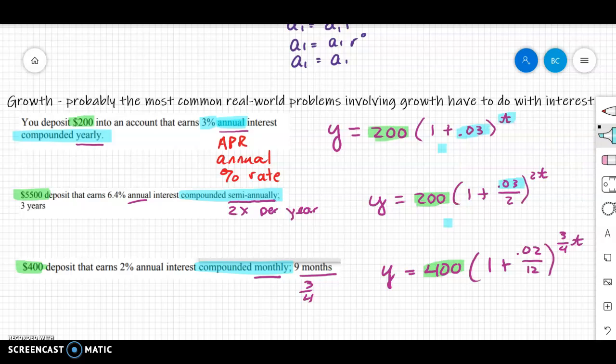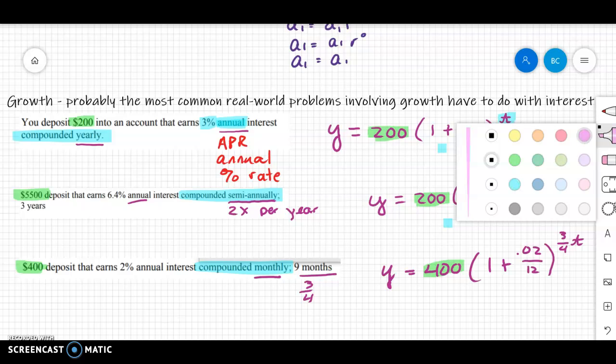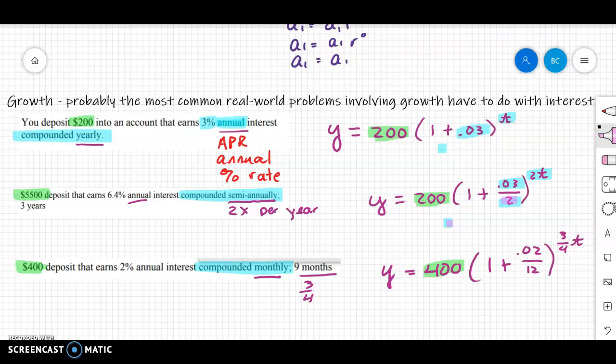So I still have my rate, but in this case, semi-annually means twice a year. So I'm going to take that rate and I'm going to divide it by 2 to give me the rate for 6 months. But then when I raise it to the power, I have to raise it to 2 times the number of years. So T is always the number of years. Notice that this is a different color. Notice that this and this are the same number. So I'm dividing it into 2 compounding periods. I'm going to multiply T times 2 as well.